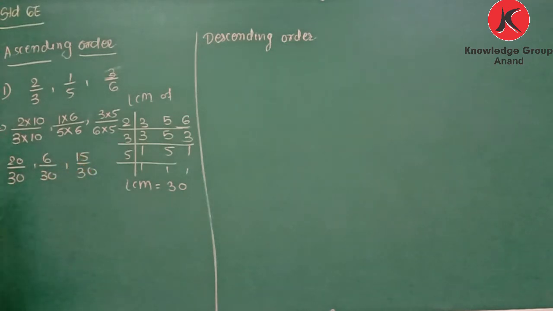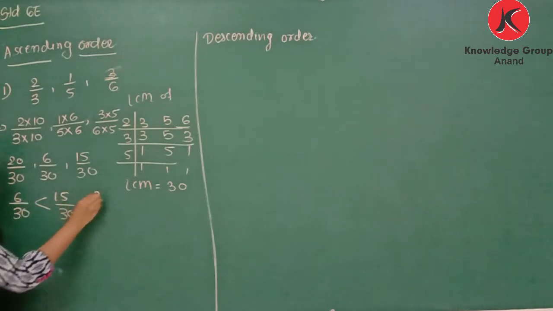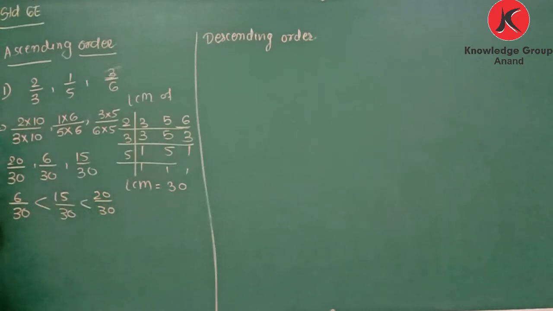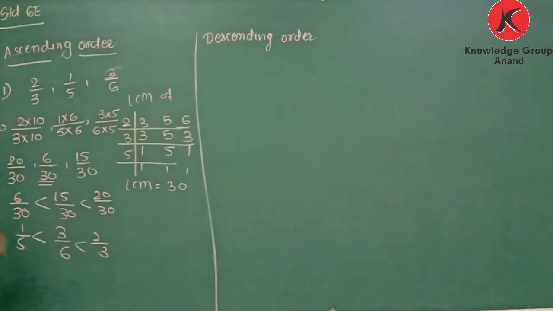Now these are like fractions because the denominators are the same. So now it is easy to compare the numerators. Which one will be smaller? 6 by 30 is less than 15 by 30, which is less than 20 by 30. So this is ascending order. Now 6 by 30 is what? 1 by 5. 15 by 30 is 3 by 6. And 20 by 30 is 2 by 3. So this way you can perform the ascending order of unlike fractions.